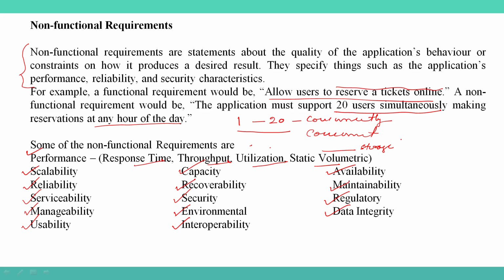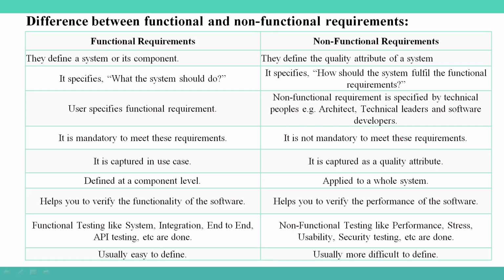So there are two types of requirements we will be looking into. One is the business requirements, then the user requirements, functional requirements, and non-functional requirements. Ultimately, your functional and non-functional requirements will become more important when you go for development. Then these are the differences between functional and non-functional requirements.